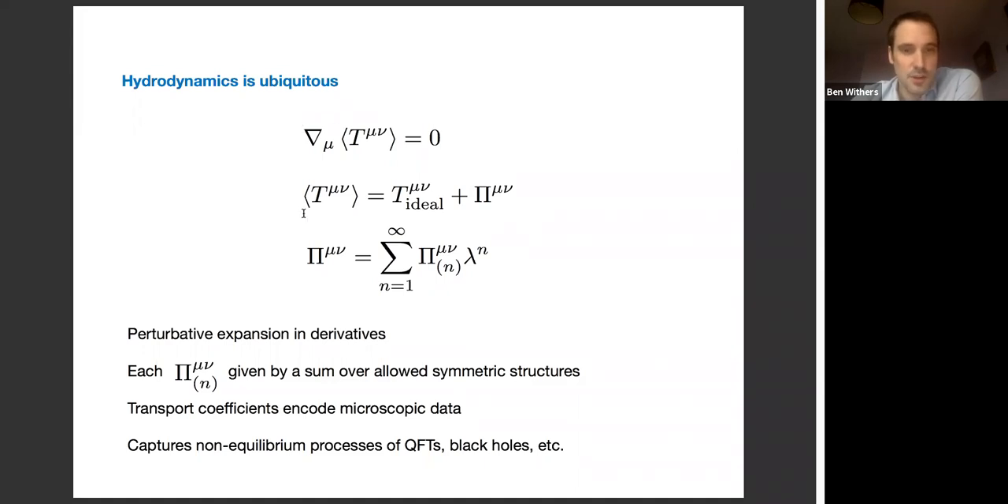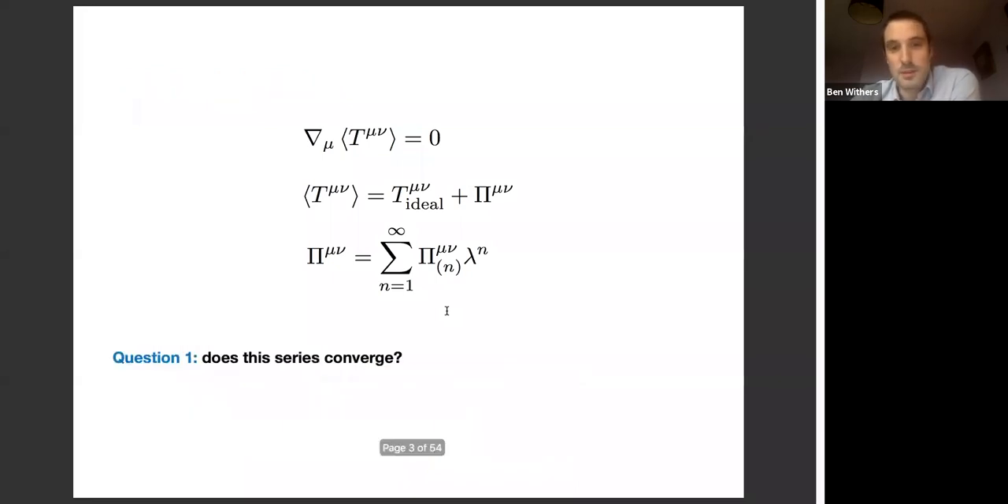This hydrodynamic procedure is ubiquitous. It describes many of the things we observe around us in everyday life, but also these more exotic things like quantum field theories or strongly interacting quantum field theories, the horizons of black holes, and so forth. Because of this ubiquity, it is interesting to ask some formal questions about this. As my title indicates, the first question I would like to ask is, does this sum over the number of derivatives converge or not? It's a very formal question, but this is the first question we would like to ask.